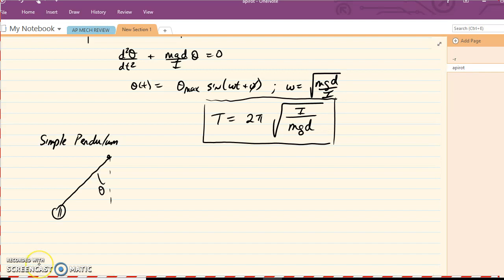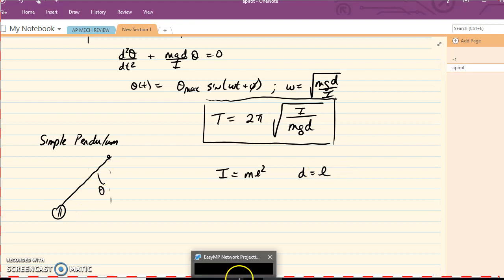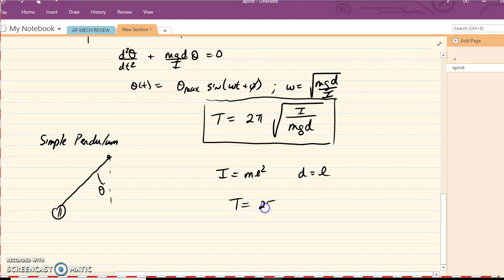And what's special about this scenario is that the inertia is simply equal to ml squared. The distance from the center of mass to the pivot is actually L. Making those substitutions, we see T equals 2 pi square root of ml squared over mgl, which results in 2 pi square root of L over g. There you have it.